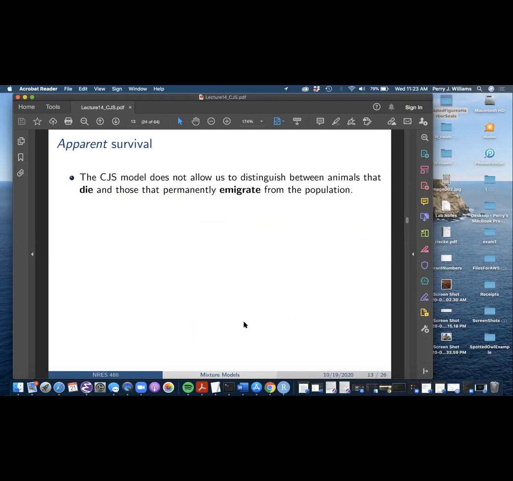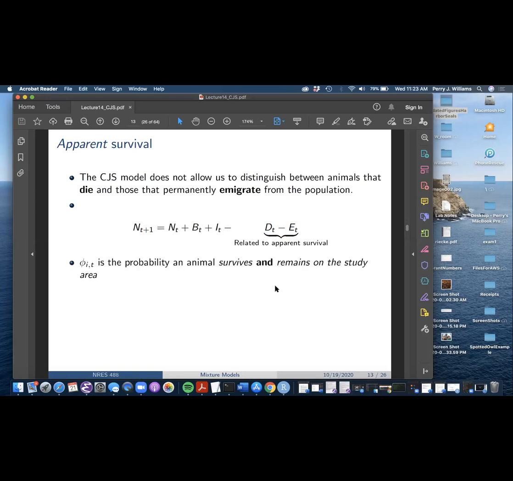All right, and this is probably what I just said. The CJS model does not allow us to distinguish between animals that die and those that permanently emigrate from the population. So when we're estimating survival in the CJS models for our BIDE model, we're estimating these two parameters here. Probability of surviving, and 1 minus probability of surviving is the probability of dying. So we get the deaths and then the emigrants. Phi is the probability an animal survives and remains on the study area.